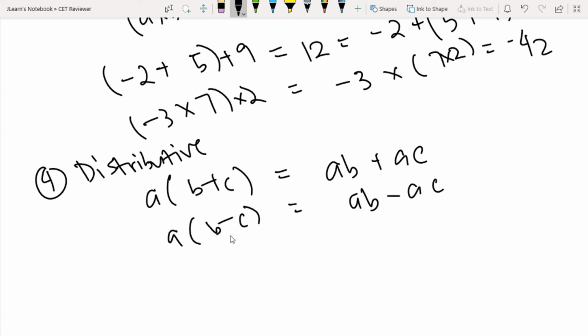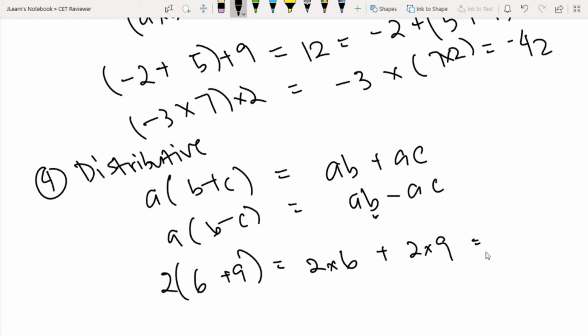Okay? So, just take note na sa subtraction, kailangan in order siya. Okay? So, kung B na una dito, dapat B din mauna rito. Okay? So, for example, 2 times 6 plus 9 ay equal sa 2 times 6 plus 2 times 9, which is equal to 30. Okay?